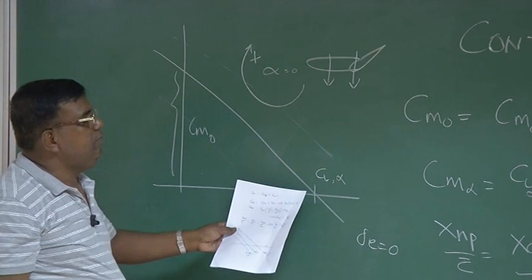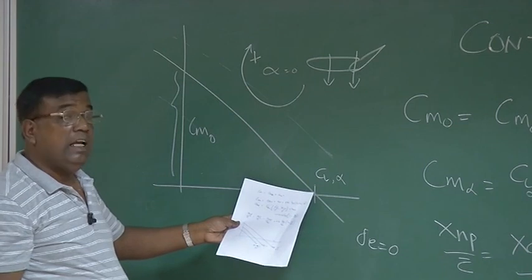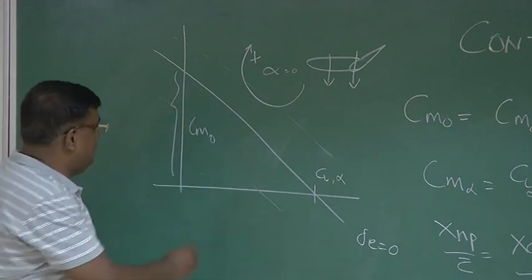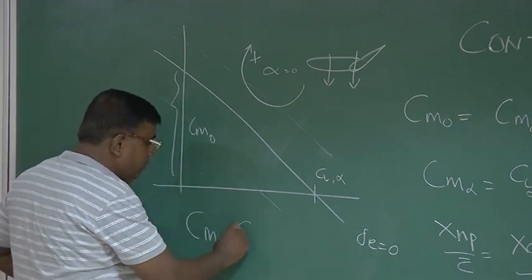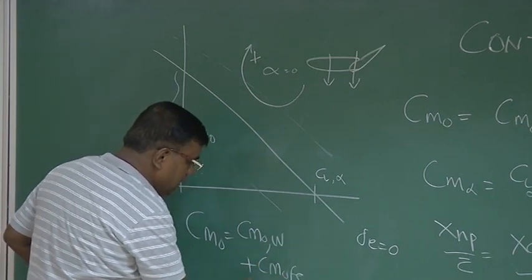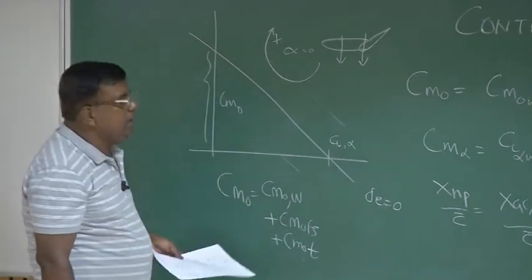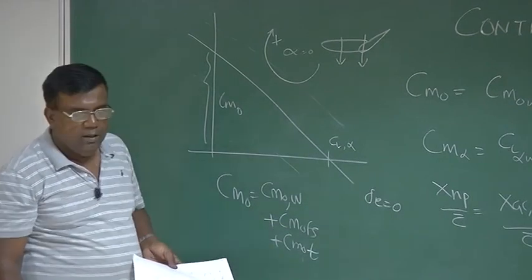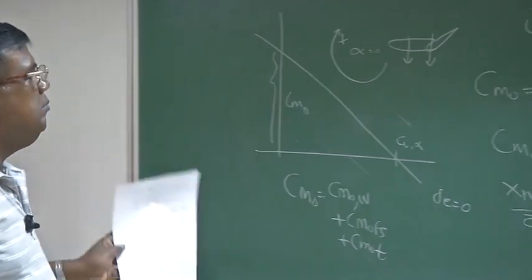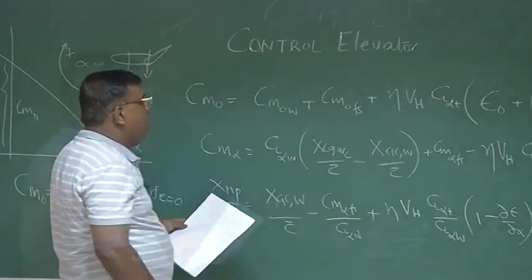But for efficient design, I will ensure that I should be able to trim my aircraft at the CL or alpha without giving any elevator deflection. That means the Cm naught contribution should come from Cm naught because of wing, then Cm naught because of fuselage, and then Cm naught because of tail. And we have not done any explicit expression for Cm naught fuselage, which is generally very low. Those who are interested can read books. They are very, very low. So we are more focused on Cm naught wing and Cm naught tail. And then second was Cm alpha. The message was what?